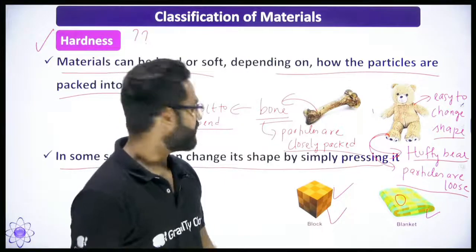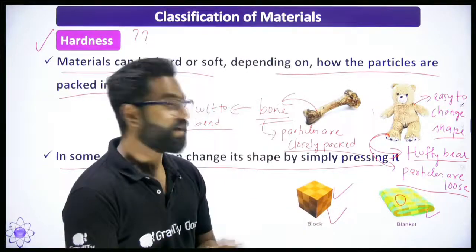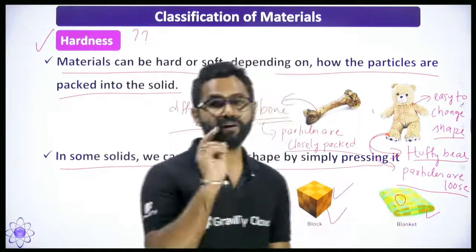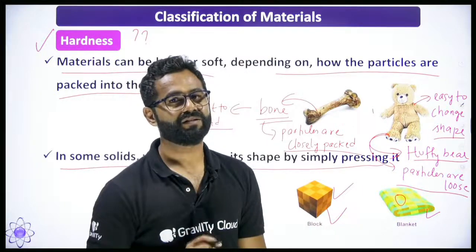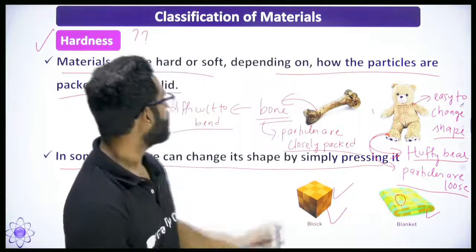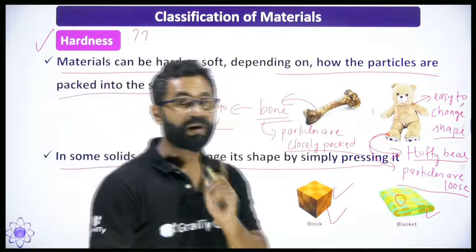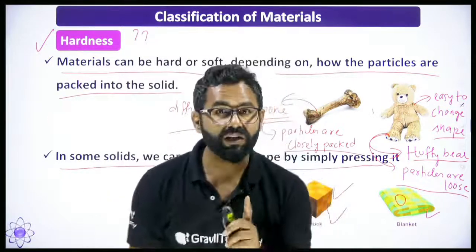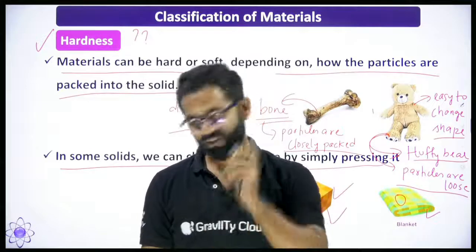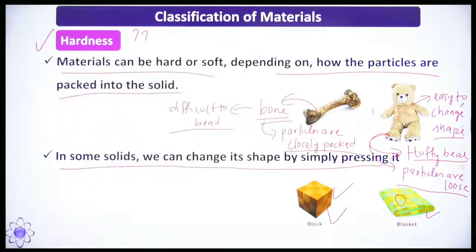That means the particles in the block are very closely packed, but the particles in the blanket are loosely packed, right? So this is how the hardness of the materials can be understood, depending upon the packing of particles in the material, right? So just take the notes. I give 10 seconds. Just note down the notes.